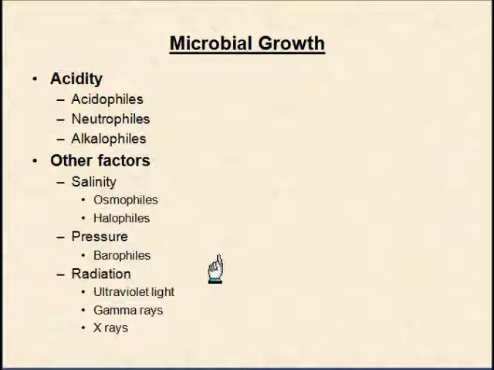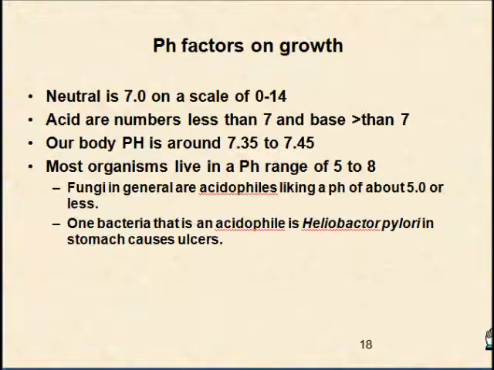There are also organisms that have different levels of pressure that they can survive at. There are organisms that live in the deep sea that would simply burst if they were brought to the surface. They cannot survive outside of that very intense pressure range. Again, radiation can come into play. We use ultraviolet radiation to sterilize surfaces. We use gamma radiation also to sterilize. And X-rays can cause damage to organisms and kill them. But there are organisms that can survive in all of these. The pH factor.